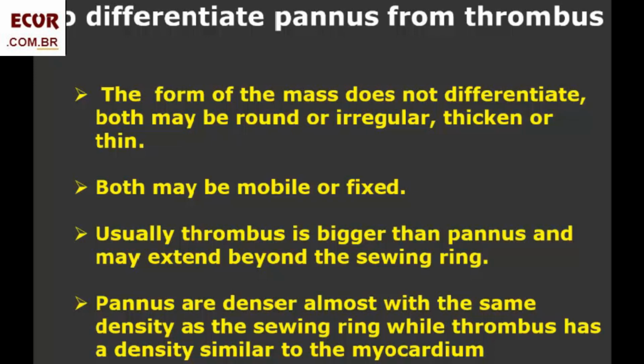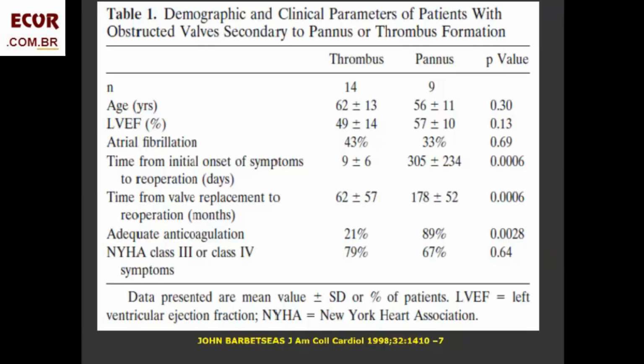Pannus usually occurs in the left ventricle side when an aortic prosthesis, and in the LA side when mitral. But some clinical features may help the differential diagnosis. The time from initial onset of symptoms to the need for reoperation. Thrombus usually is an abrupt happening with rapidly evolving symptoms. It usually occurs sooner after valve replacement than pannus, and the patient may not have an adequate anticoagulation.